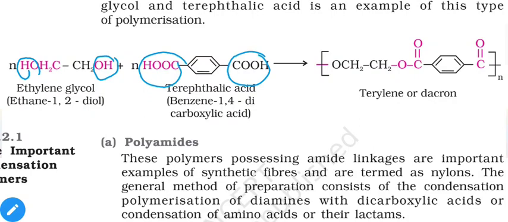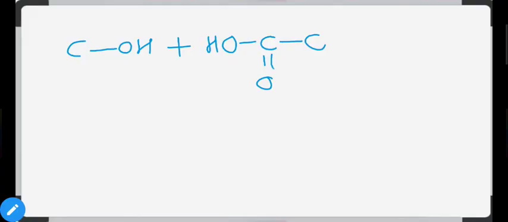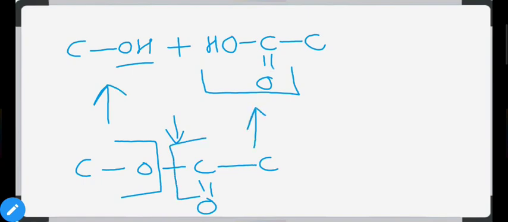And in the final product, as we can see here, when these two reactive groups combine with each other, it will end up in a COO group. Okay, so let us try to find what is going on between these two different functional groups. So we have a reaction between alcoholic group and carboxylic acidic group. So when these two groups combine, it will end up in a COO group like this. Okay, so this part belongs to this alcoholic molecule, and this second part belongs to this carboxylic molecule.